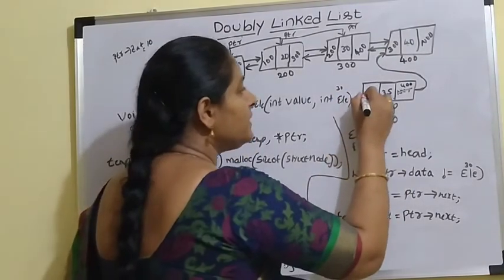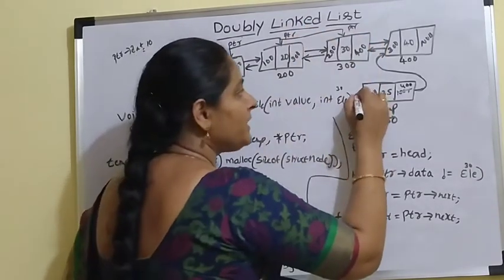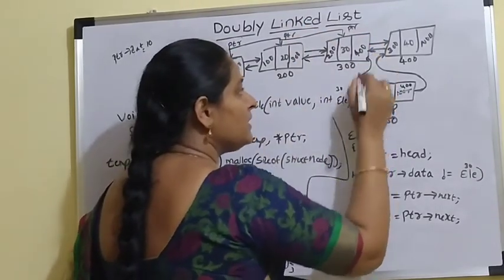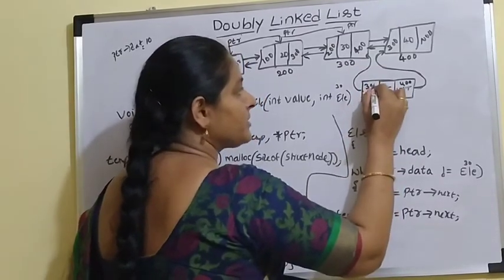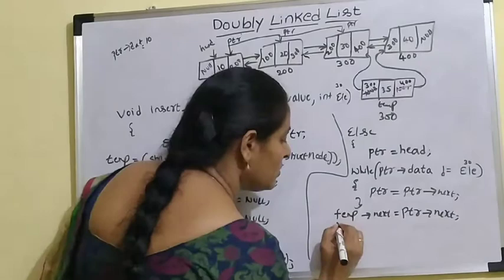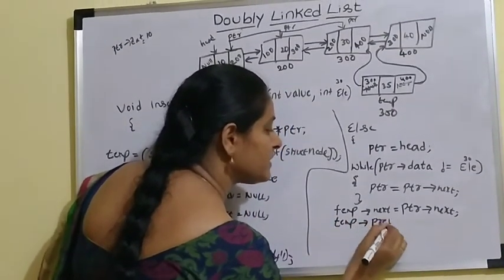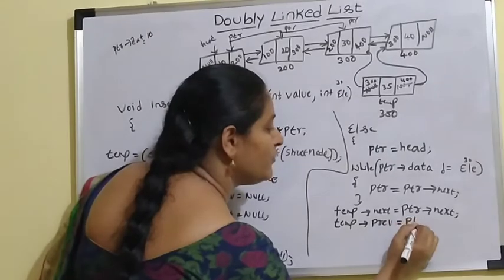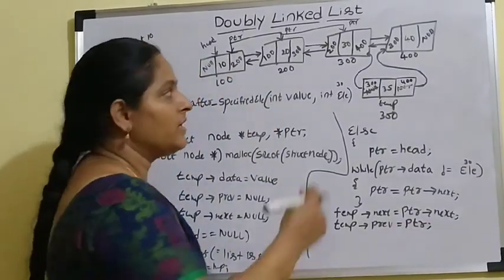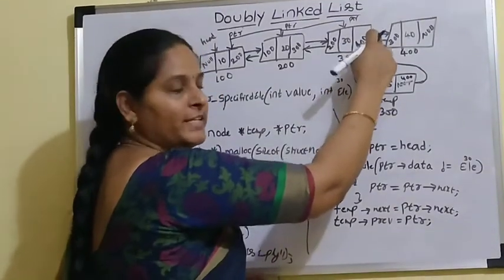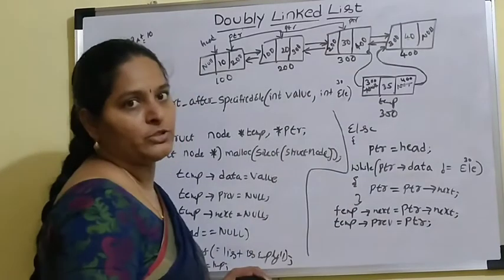Now connect this temp previous with the PTR. How do we connect these two links? Here we should replace this null value with the PTR address. So in temp previous, put the address of PTR. Now we have not yet destroyed these two connections. We have connected this temp with PTR and the PTR next node.